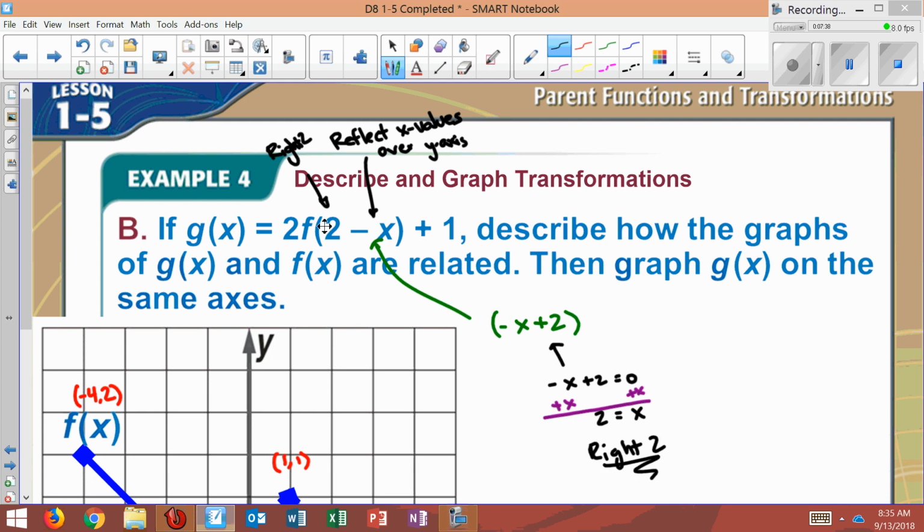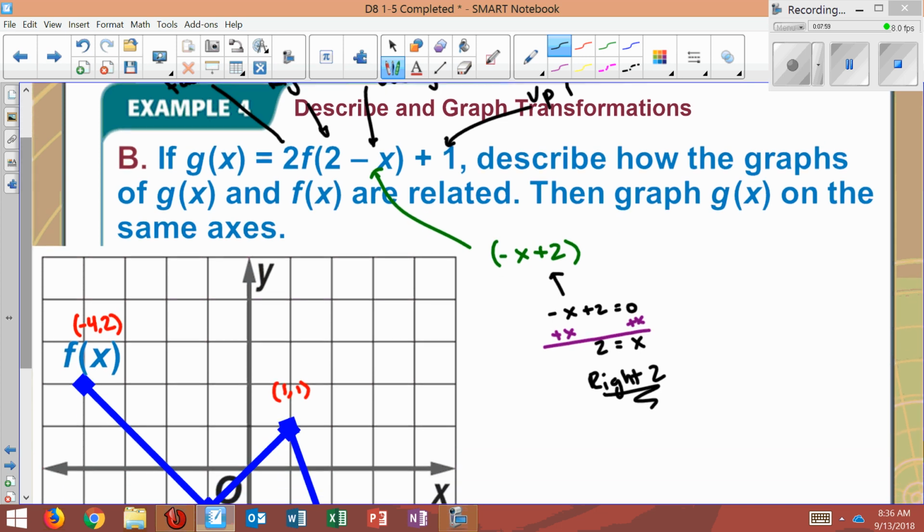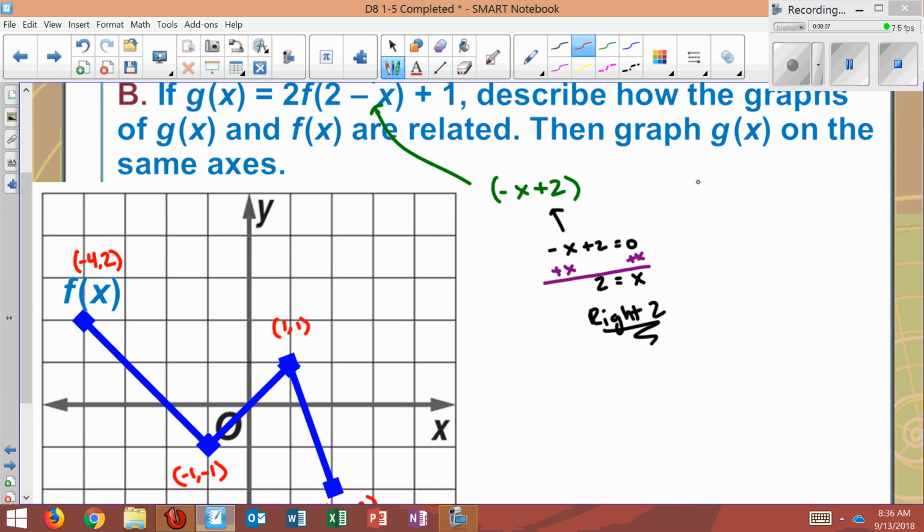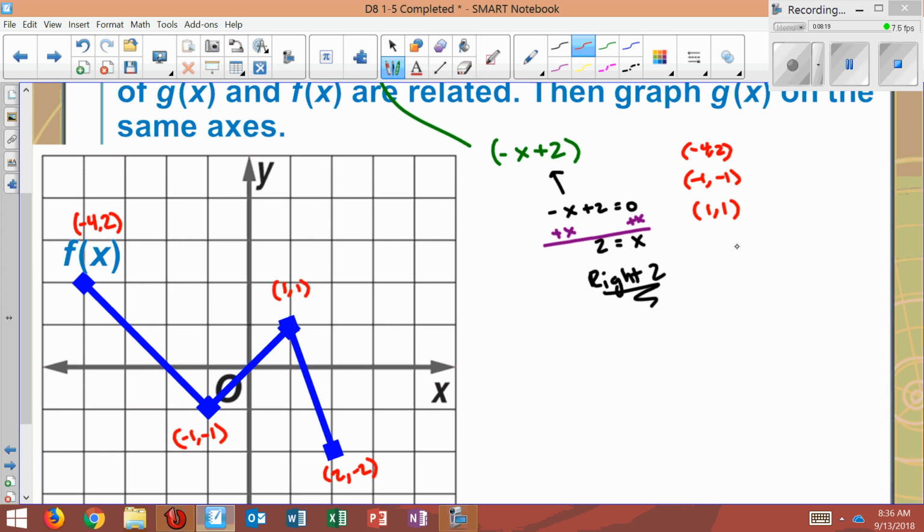When we solve for x, that was a little tricky because of the negative x. This right here would say we're going to go up 1. And here I have a vertical stretch, since the number is bigger than 1. Stretch by factor 2. So here's what we're going to do, PEMDAS. First, you reflect the x's. So if I just wrote out all the points, I'm going to write them out right over here. I have negative 4, comma 2, negative 1, comma negative 1, 1, comma 1, and 2, negative 2.